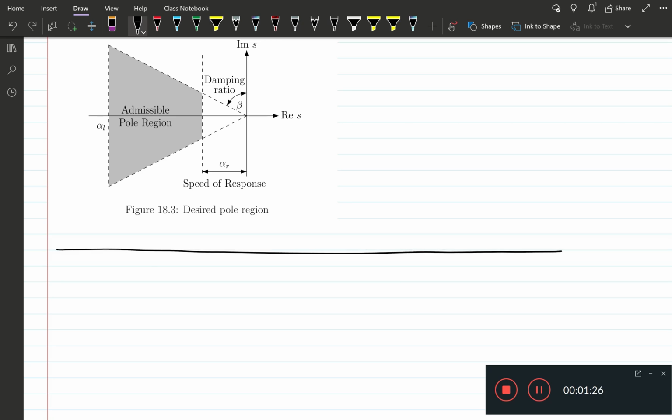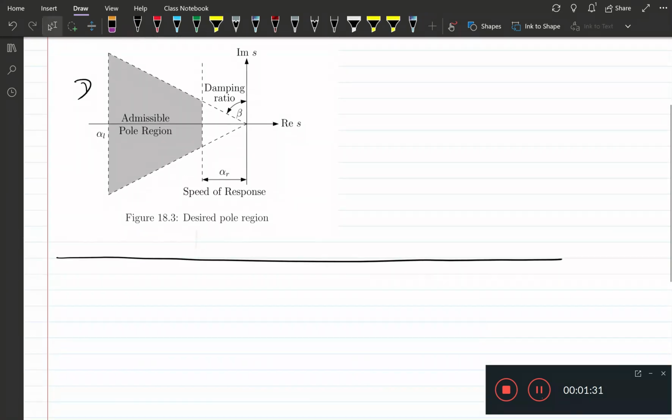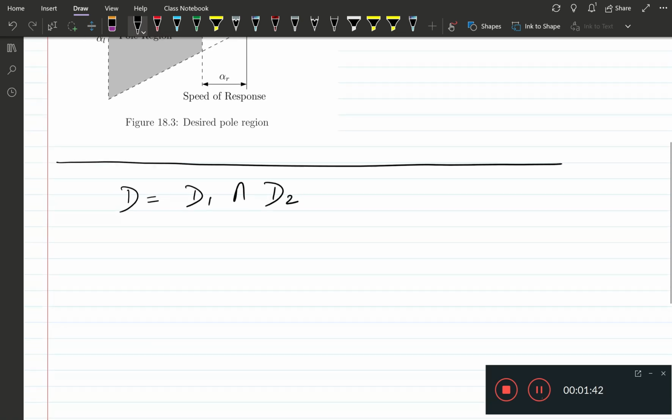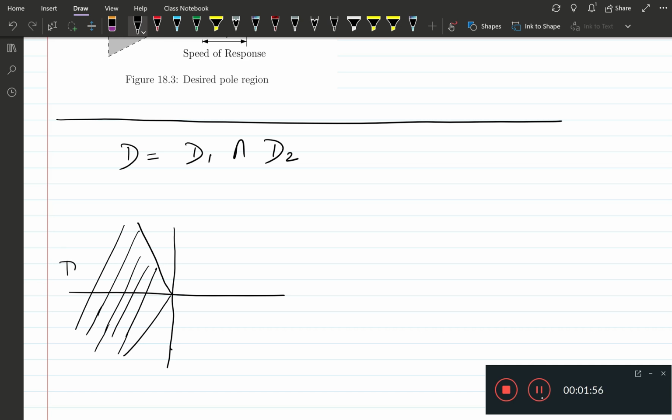We first divide this shaded region. Let's call this region D. We can see that this shaded region D can be written as an intersection of two sets D1 and D2, where D1 is this shaded region and D2 is this slab.